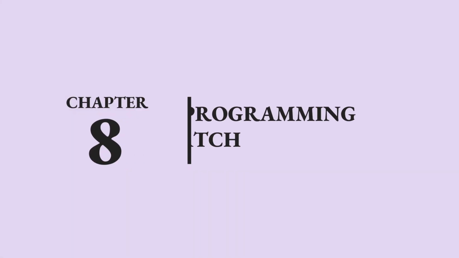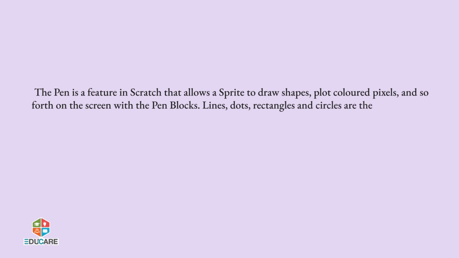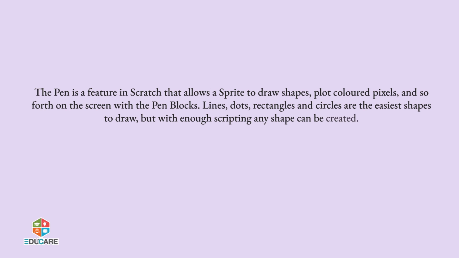Chapter 8, Programming in Scratch. The pen is a feature in Scratch that allows a sprite to draw shapes, plot colored pixels, and so forth on the screen with the pen blocks. Lines, dots, rectangles, and circles are the easiest shapes to draw, but with enough scripting, any shape can be created.